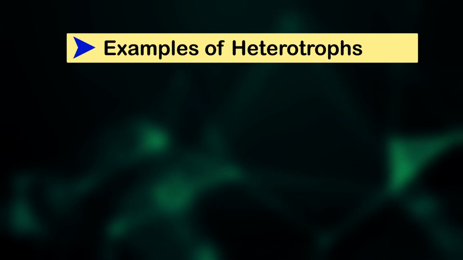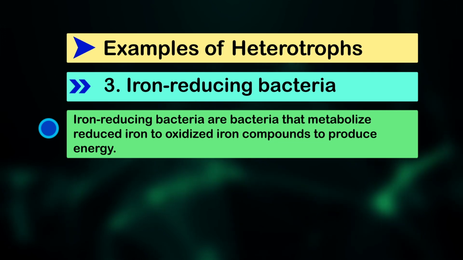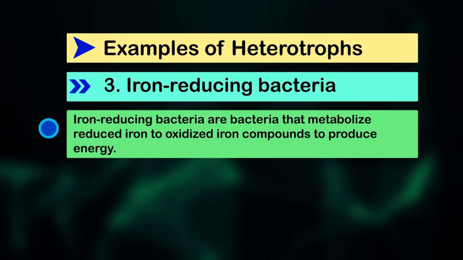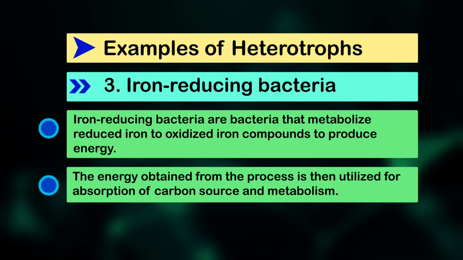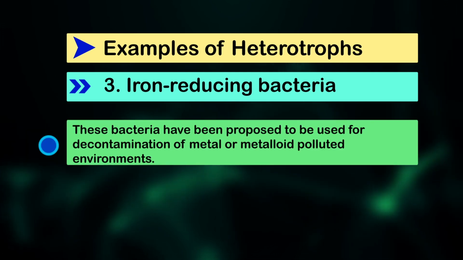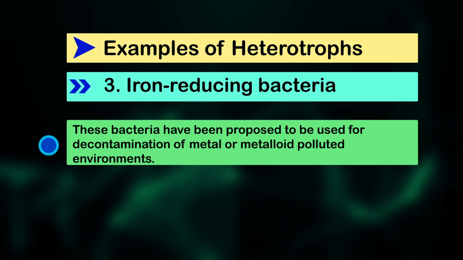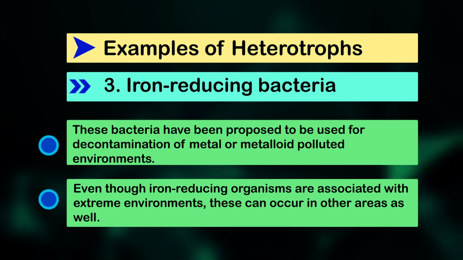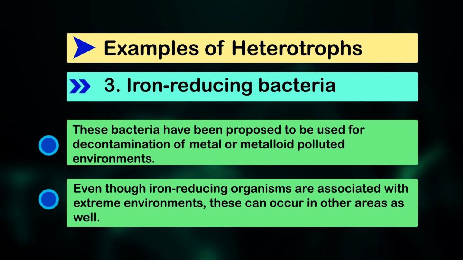Okay. Now, the next example is iron reducing bacteria. Iron reducing bacteria are bacteria that metabolize reduced iron to oxidized iron compounds to produce energy. The energy obtained from the process is then utilized for absorption of carbon source and metabolism. These bacteria have been proposed to be used for decontamination of metal or metalloid polluted environments. Even though iron reducing organisms are associated with extreme environments, these can occur in other areas as well.